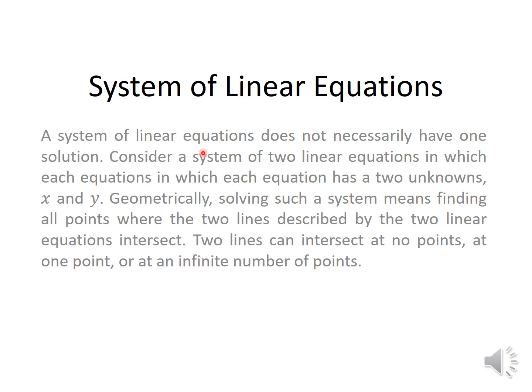A system of linear equations does not necessarily have one solution. Consider a system of two linear equations in which each equation has two unknowns, x and y. Geometrically, solving such a system means finding all points where the two lines described by the two linear equations intersect. Two lines can intersect at no point, at one point, or at an infinite number of points.